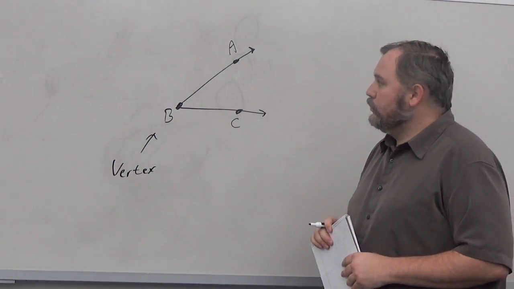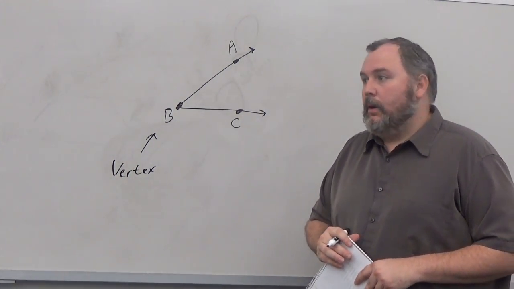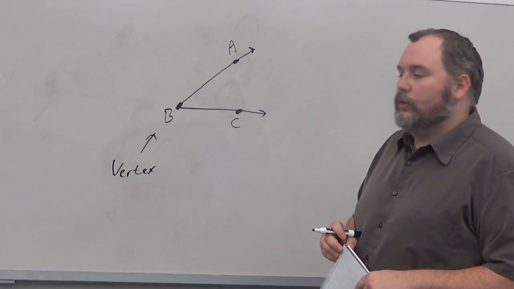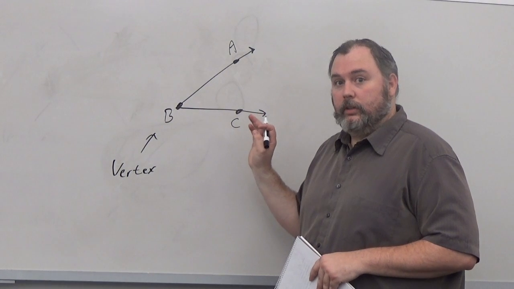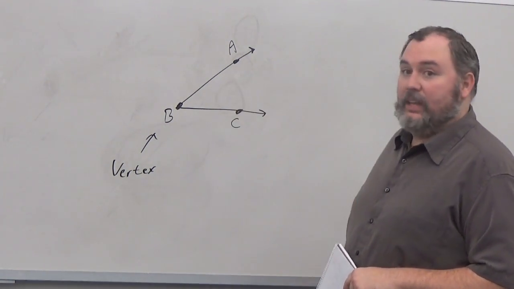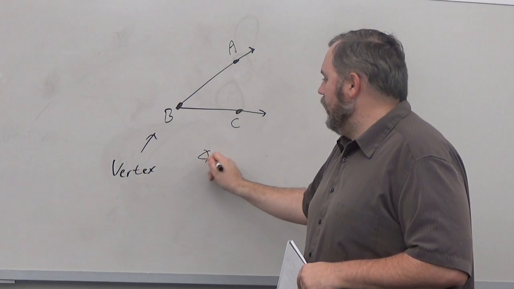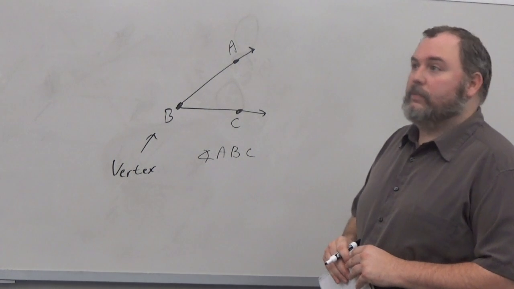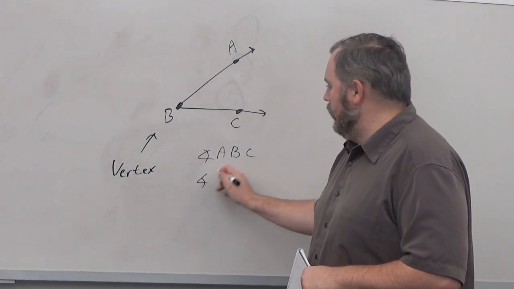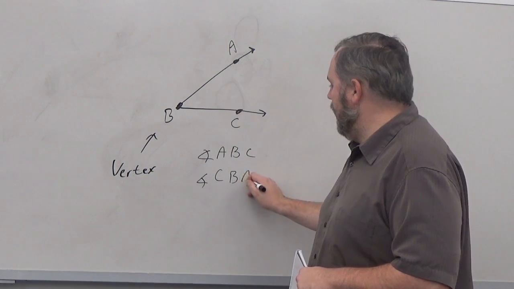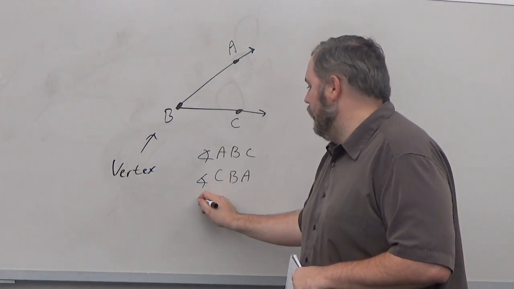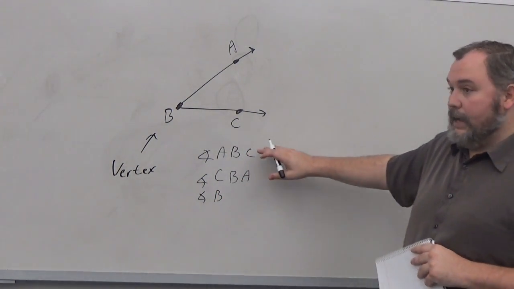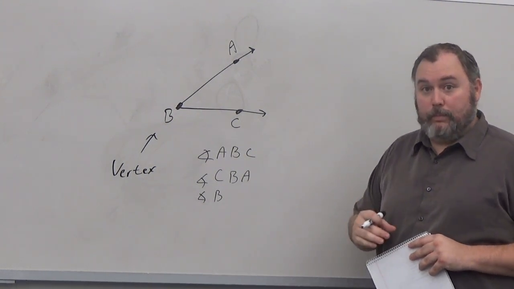Now, we have an angle, but the question is, what do we call it? Well, we can give it a couple of different names, but it all depends on what points we're using. Well, this thing has points A, B, C. So we could call it angle A, B, C. Well, I don't like that one, so let's give it a different name. I could call it angle C, B, A. And then finally, I could call this thing angle B. All three of these names are correct. I could call it angle ABC, angle CBA, and angle B.